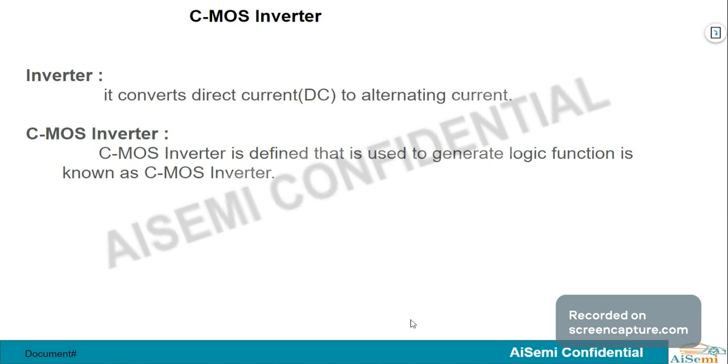CMOS inverter. What is a CMOS inverter? A CMOS inverter is used to generate a logic function. Here, what are logic functions? Logic elements like the inverter reverse the applied input voltage in digital logic circuits, binary and arithmetic and switching or logic functions. Mathematical manipulations are best performed through the symbols 0 and 1.